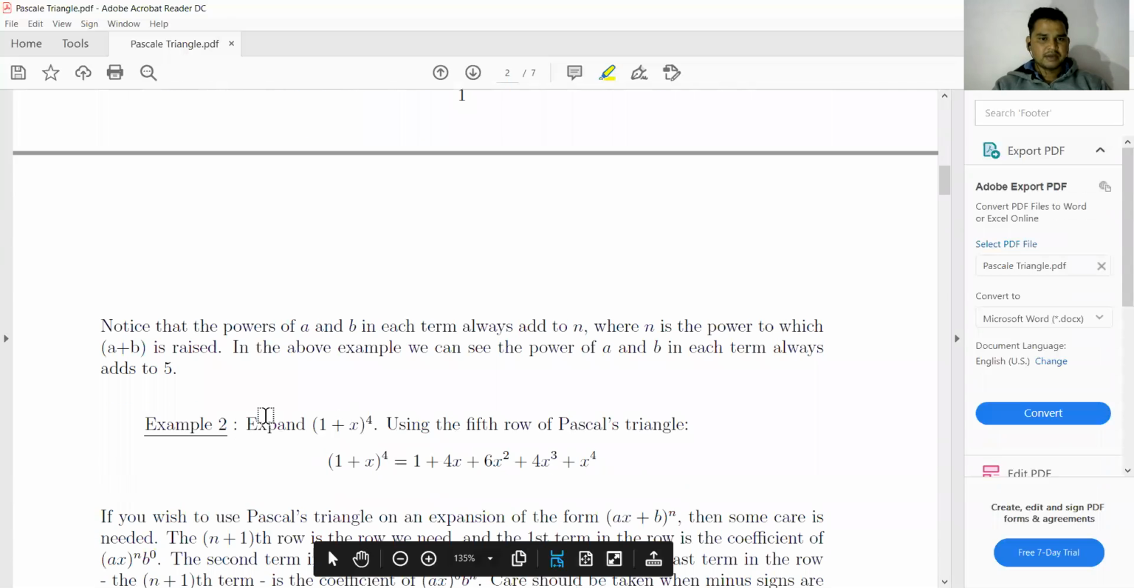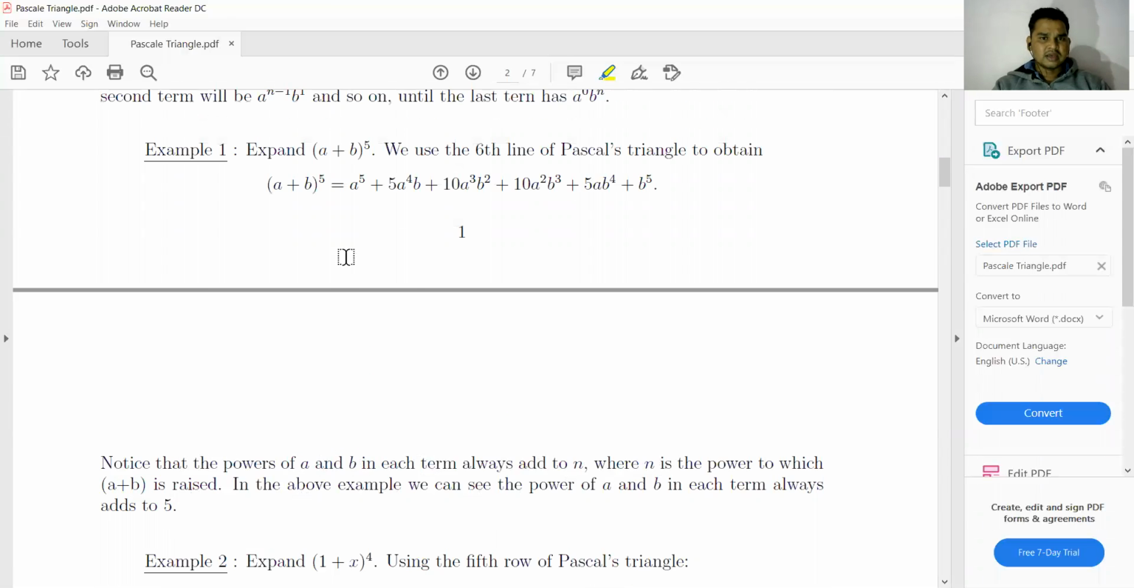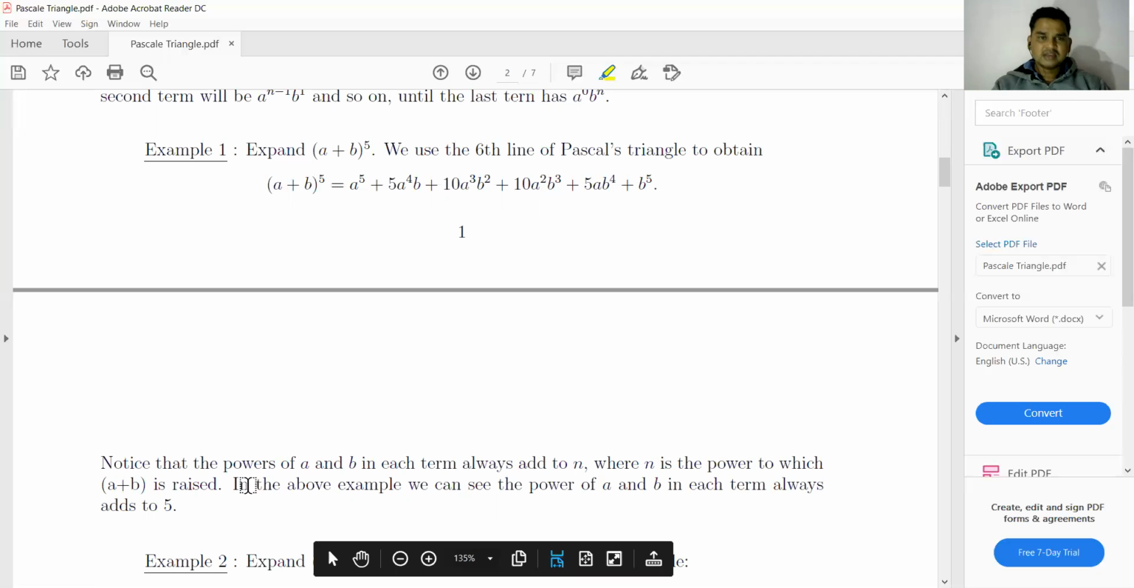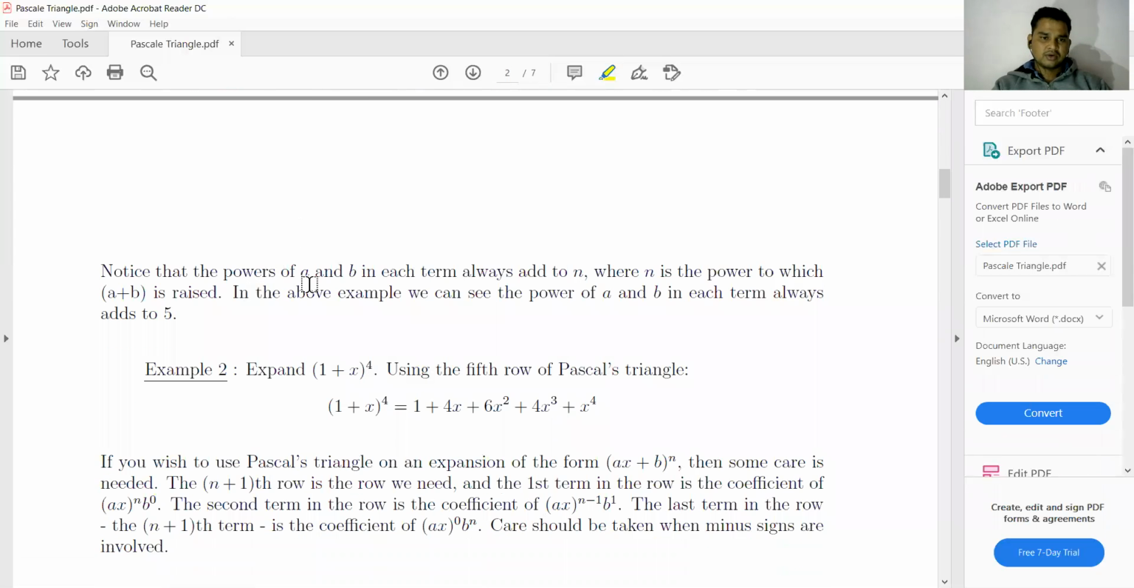Now here is the next example. Here there is a remark. Notice that the powers of a and b in each term always add to n, where n is the power to which a plus b is raised. In the above example, we can say that the powers of a and b in each term always add to 5. What does it mean? Here the expansion is of a plus b raised to 5, and this remark says that the addition of the powers, that is a raised to 4 and b raised to 1, 4 plus 1 is 5, 3 plus 2 is 5, 2 plus 3 is 5, 1 plus 4 is 5. So the addition of powers is always the expansion power. This remark says that.